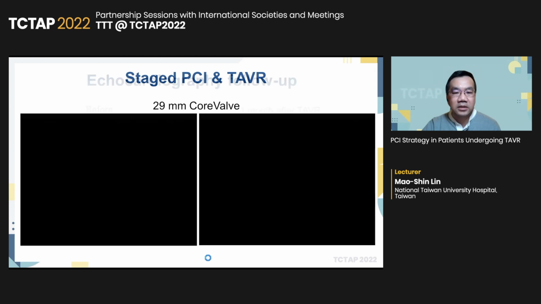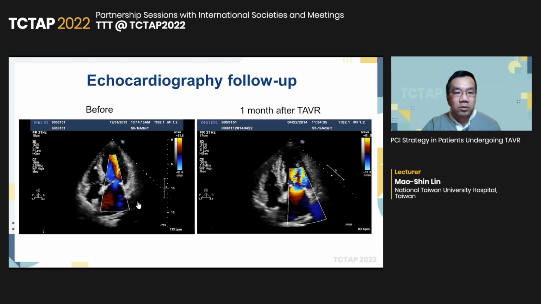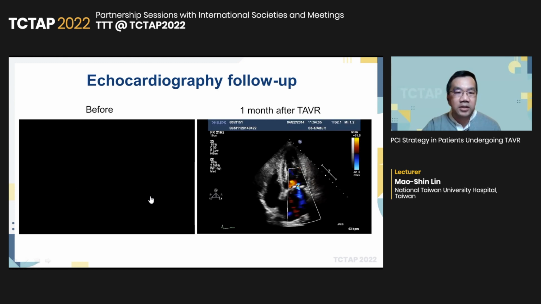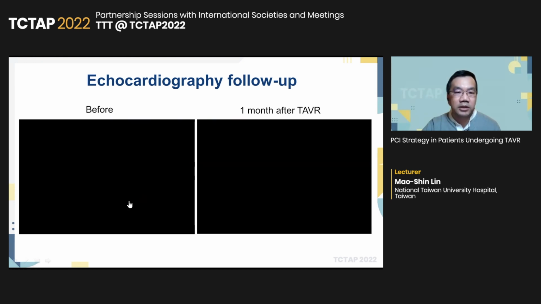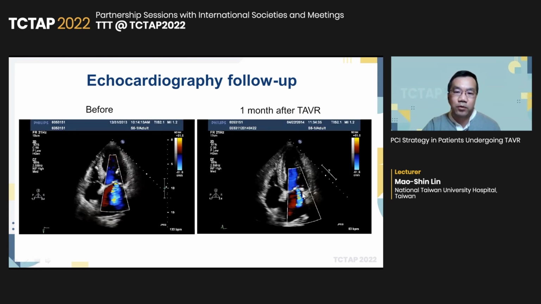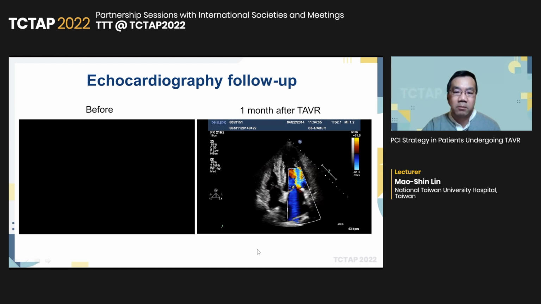Okay, you can see that. This is before we do the TAVR. PCI and TAVR is poor LV function and significant MR, and after we complete both procedures, LV function improves and MR became mild.